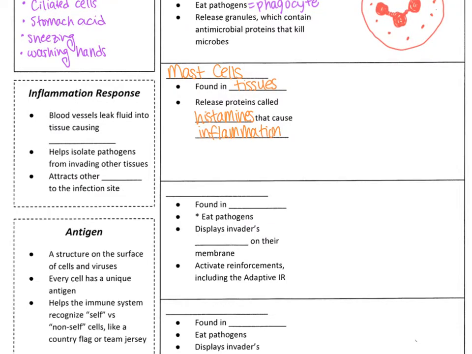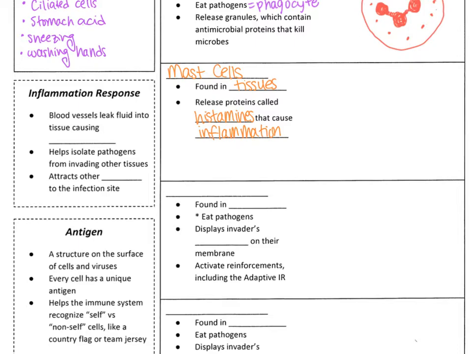Next, we're going to talk about mast cells. If you are someone who suffers from allergies, these cells are of interest to you. These mast cells are found in the tissues of your body, and if they detect an invading pathogen, they will release proteins that are called histamines, and histamine proteins cause inflammation.